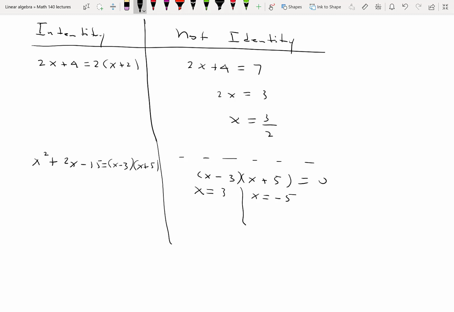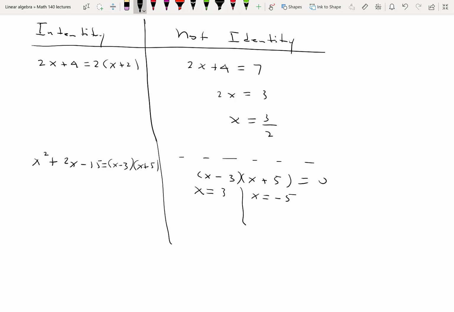On the second equation, x squared plus 2x minus 15 equals x minus 3 times x plus 5, I just factored the left-hand side, and it turns out to equal x minus 3 times x plus 5. So this equation is going to be true no matter what x you substitute in. If you substitute x equals 5 on both sides, or x equals 15 on both sides, or x equals pi on both sides, it will work.